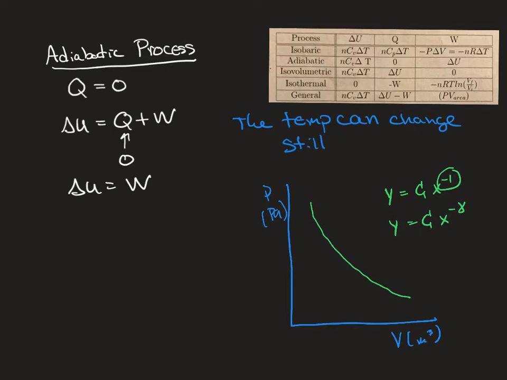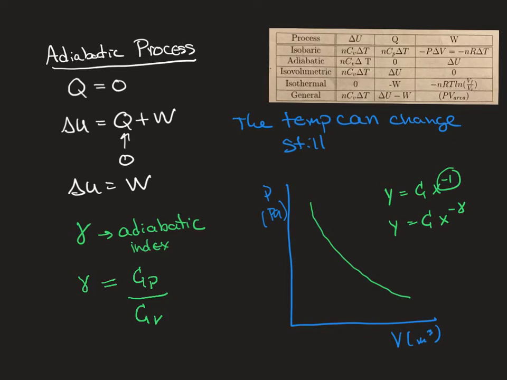And gamma here is not really gamma. It's gamma because it's a Greek letter, but it stands for the adiabatic index. And the adiabatic index is the ratio of the molar specific heat at constant pressure to the molar specific heat at constant volume.